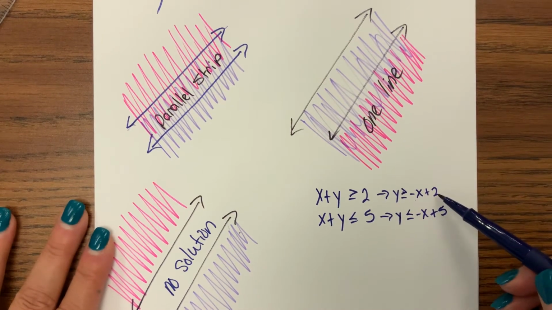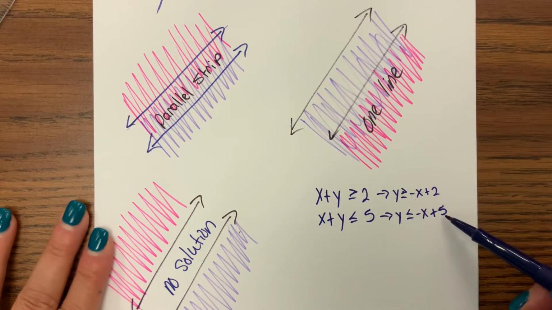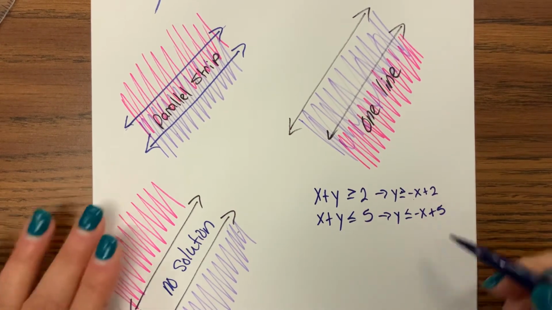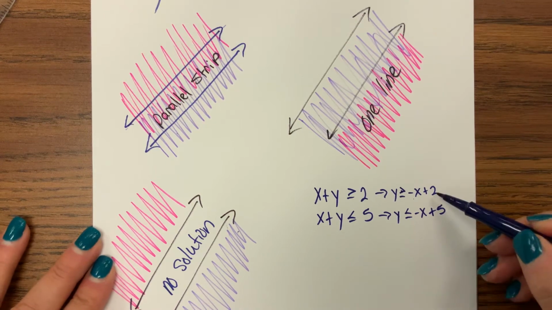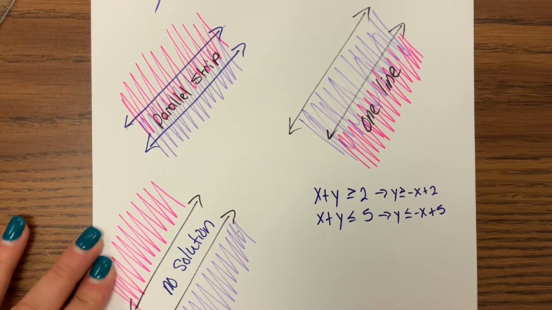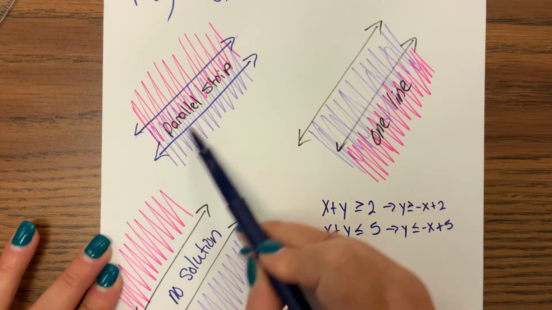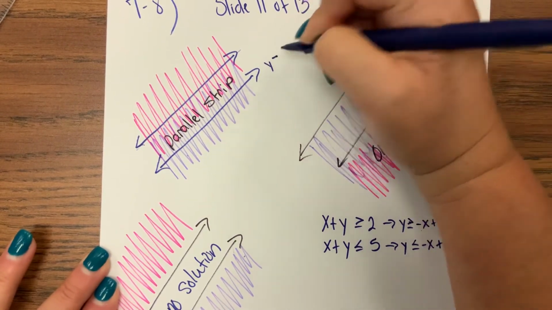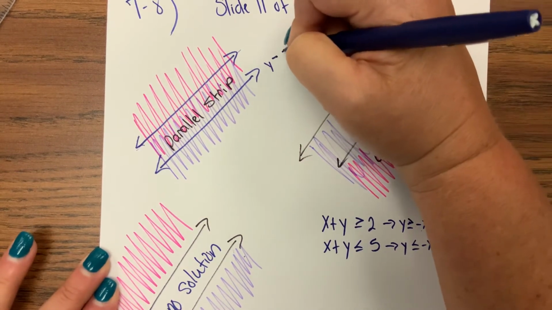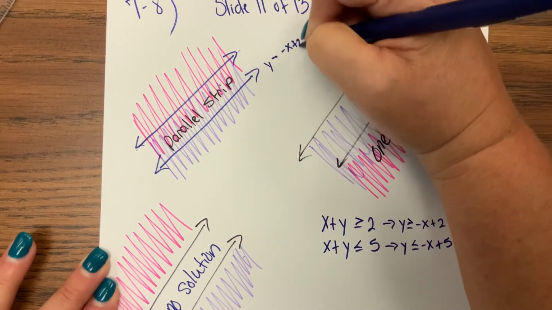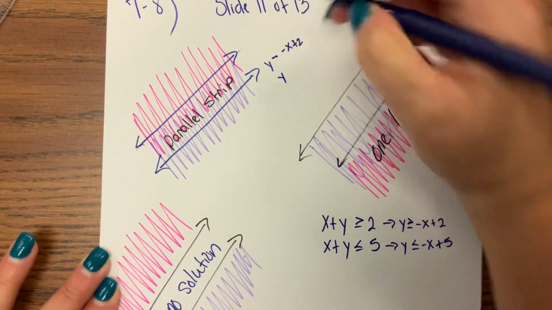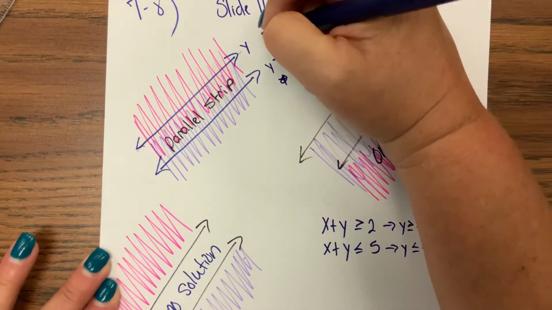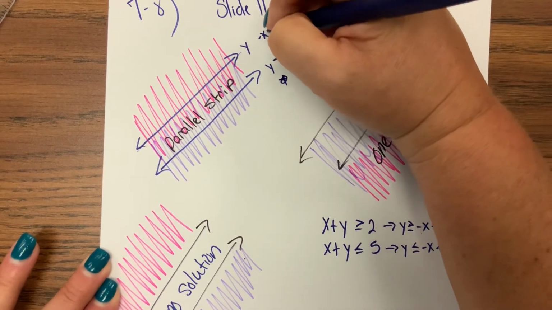The difference is this one starts at 2, this one starts at 5. So you got to think about where this one is compared to this one. Well, this one's going to be lower. It's going to be the one underneath. So think of it like this lower one. I'm not even going to write the inequality yet because we don't know which one this one is. This is that line. This one is this line, negative x plus 5.